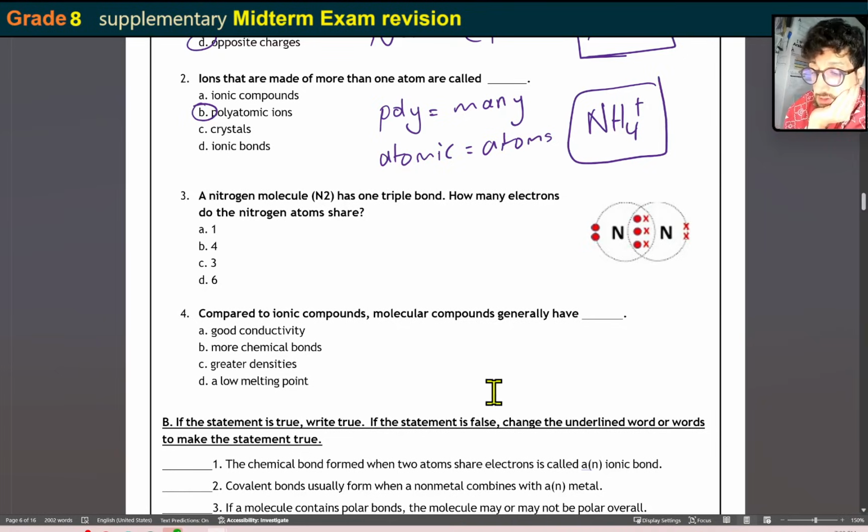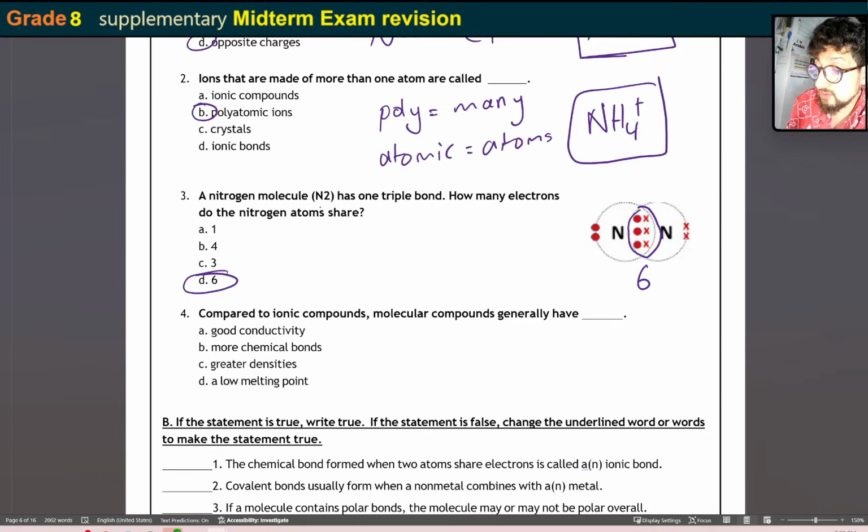A nitrogen molecule, N2, has one triple bond. How many electrons do the nitrogen atoms share? Well, they share 6. There they are. They share 6. But hopefully they don't mean each, because if they mean each, then it's 3. So once again, the question will be a lot clearer in the exam.